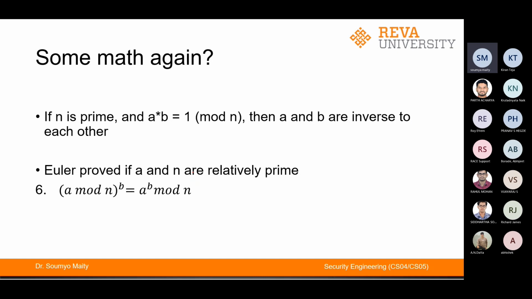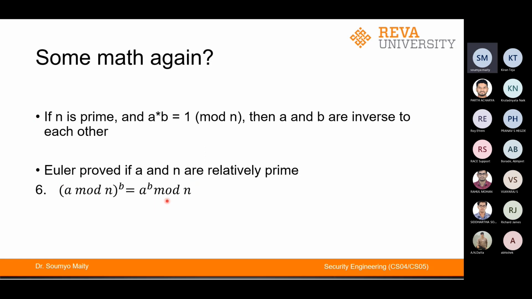Okay, Euclid, who worked with the prime numbers, said if n is prime, and a into b mod n equals 1, then a and b are inverse to each other. That means if I multiply two numbers and then mod with n, and we get 1, then we call these two numbers inverse to each other. Okay, this is a property that Euclid said, but it will not be useful. But Euclid has two formulas. This is one of them.